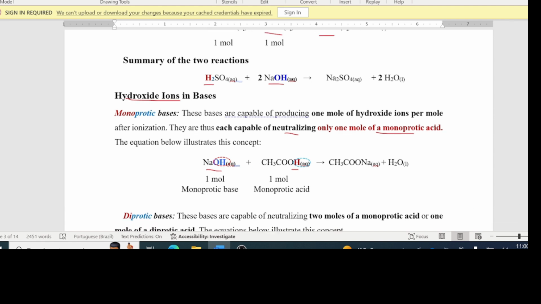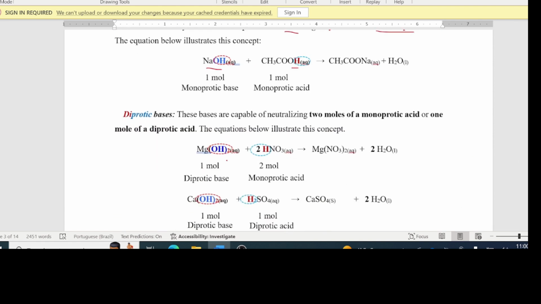Next, another example. MgOH has a 2 there. We call that a diprotic base because it's capable of neutralizing 2 moles of a monoprotic acid. So this is when you balance the equation there because of that 2 there, right? You have to put 2 HNO3 because this has only 1 mole of hydrogen. So you need 2 moles of hydrogen to neutralize 1 mole of MgOH.